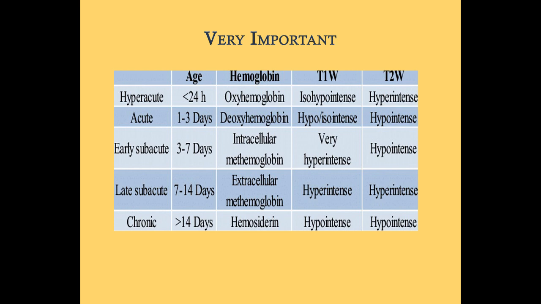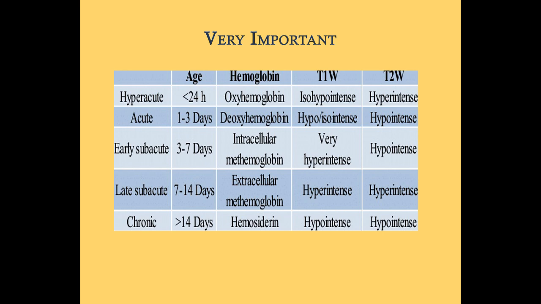The question can ask anything. For example, it might give you the age of bleed and ask about signal intensities, or it might give you the signal intensities and ask you what hemoglobin product is responsible for it. In short, the question will give information from any one of the columns and ask you about corresponding features of any of the other columns. So let's begin with the first column.